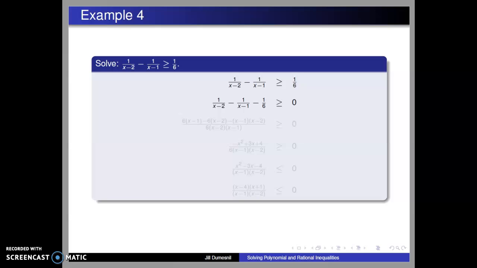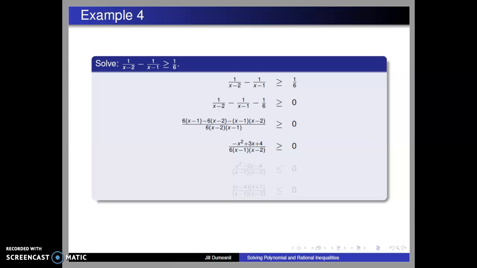We want a single fraction on the left-hand side. So we get a common denominator and then simplify the numerator. We end up with a single fraction, but we have a negative leading coefficient in the numerator and an extra factor of positive 6 in the denominator.